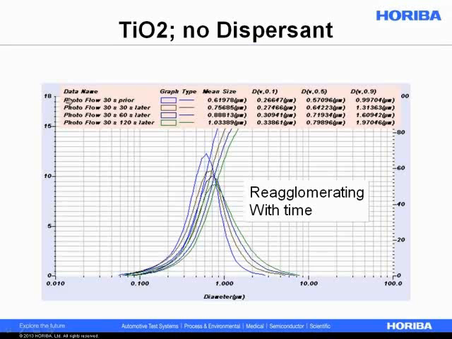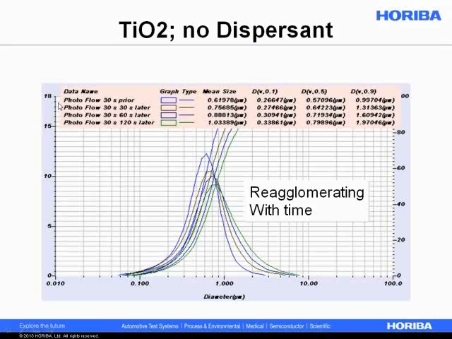What I did is I dispersed it in the surfactant, and then I did a measurement, and then I did another measurement, just recirculating the sample. What was happening was that after 30 seconds, and 60, and 120 seconds later, the particle size kept increasing. You'll see here the D50 went from 0.57 up to about 0.8 microns. So what's going on? The particles are re-agglomerating with time.